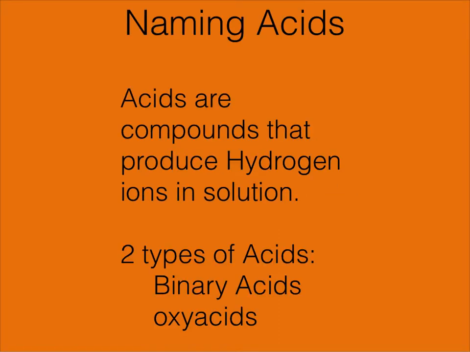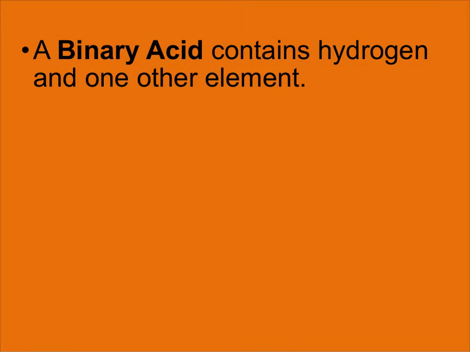All right, with naming acids, acids are compounds that produce hydrogen ions in solution. So if we end up with this in a solution, that makes it an acid. There are two types of acids, binary acids and oxyacids. Remember, this was the vocab word that you wrote down from today. A binary acid contains hydrogen and one other element. So HCl would be a binary acid.